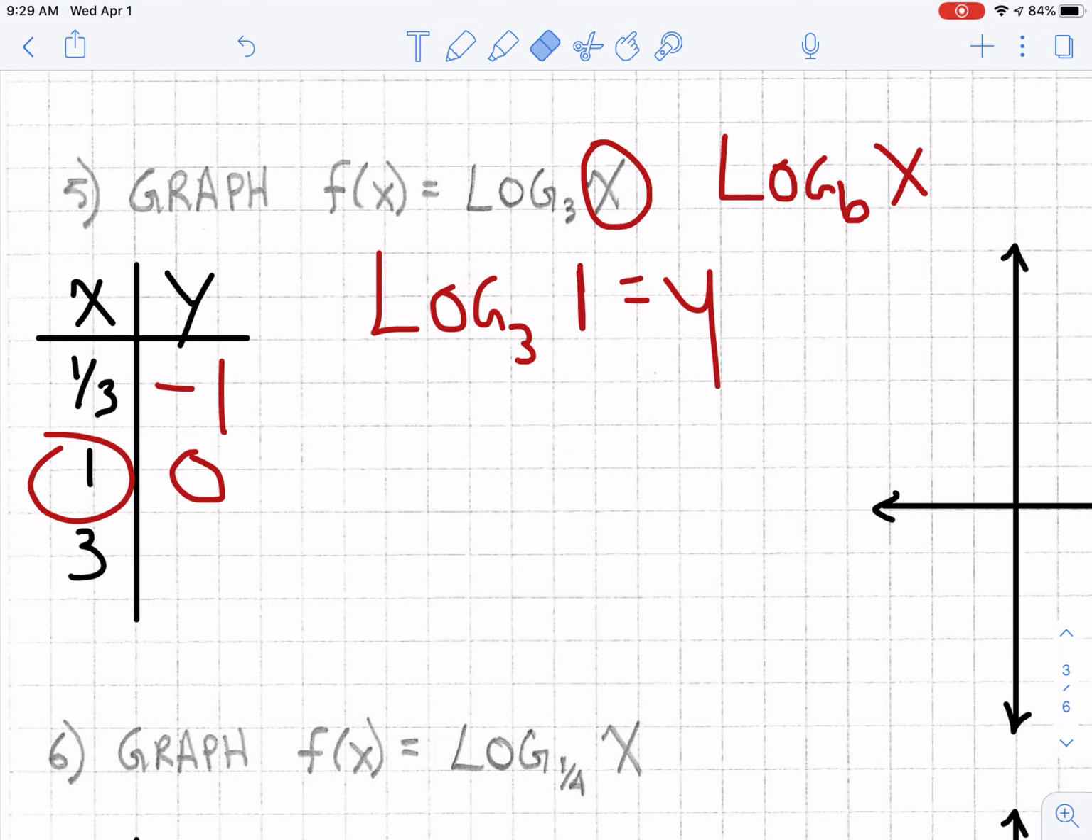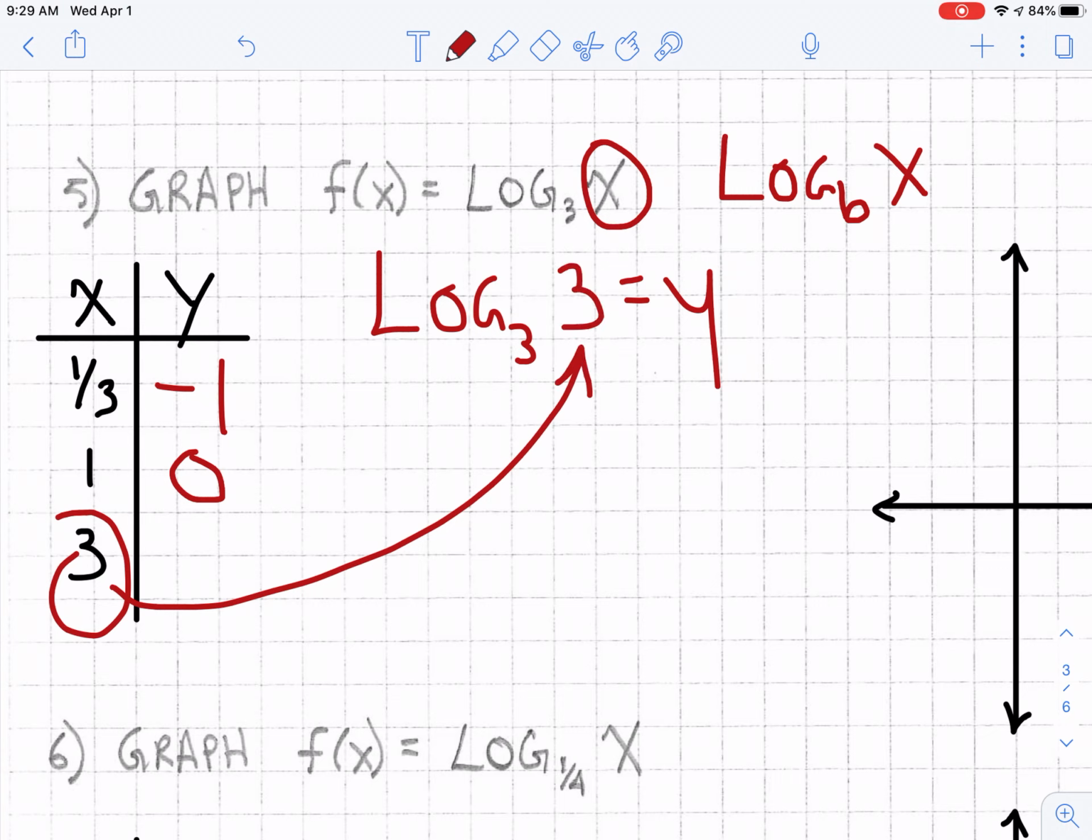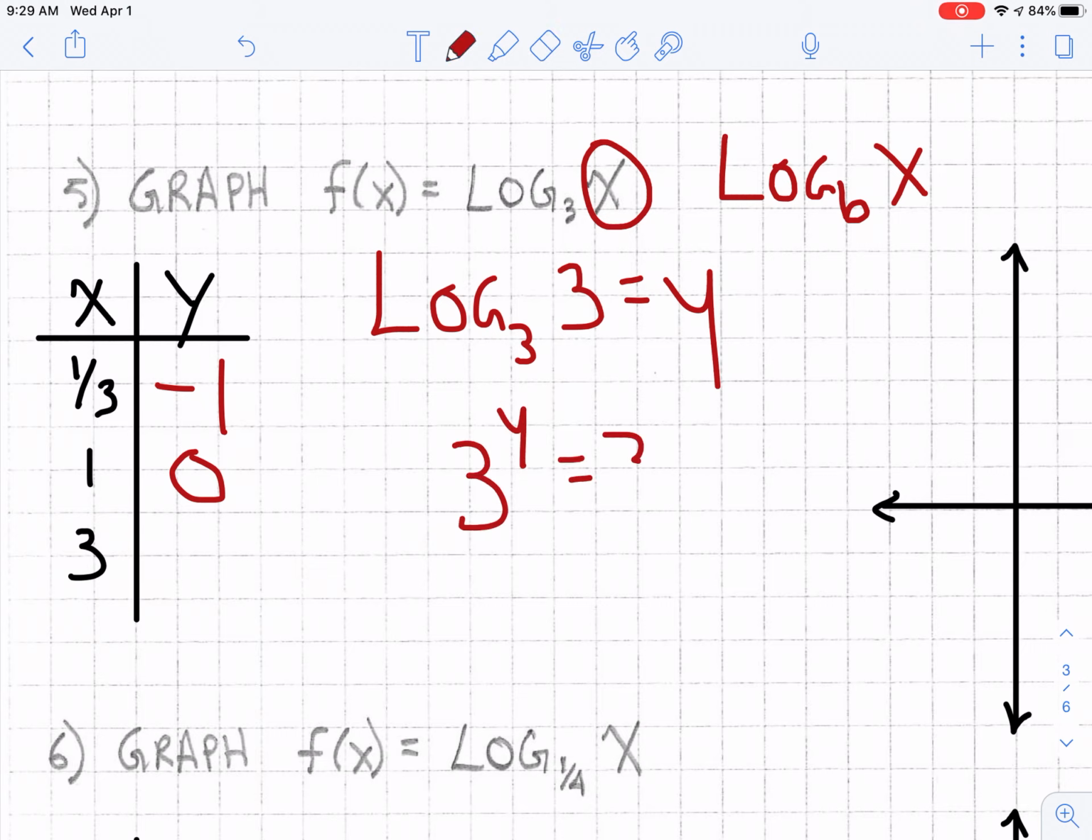Next one. Let's put 3 right here. So if we write this in exponential form, we have 3 to the y power equals 3. Well, that's a pretty easy one, 3 to the first power. So there's our 3 values.